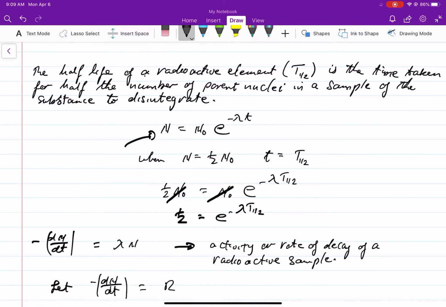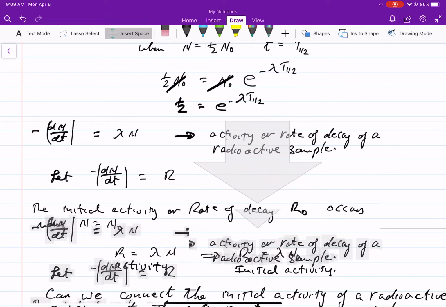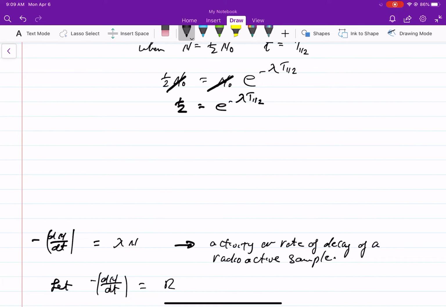I will use my laws of logs and ln both sides. When I do that, I'll get ln of a half is equal to minus lambda times t half. Ln of a half is negative ln 2. Well, I don't think I have to prove that to you upper sixes. Y'all should know that. Is equal to minus lambda times t half.